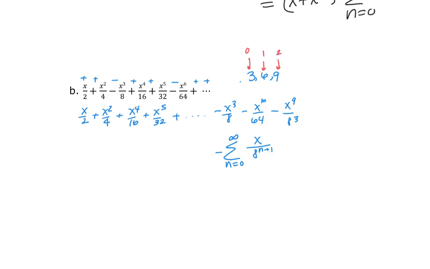So I think this might be 2n plus 3. Would that work? So 2n plus 3, I put in 0, I get 3. I put in 1, I get, nope, that isn't going to work. So what about 3n plus 3?